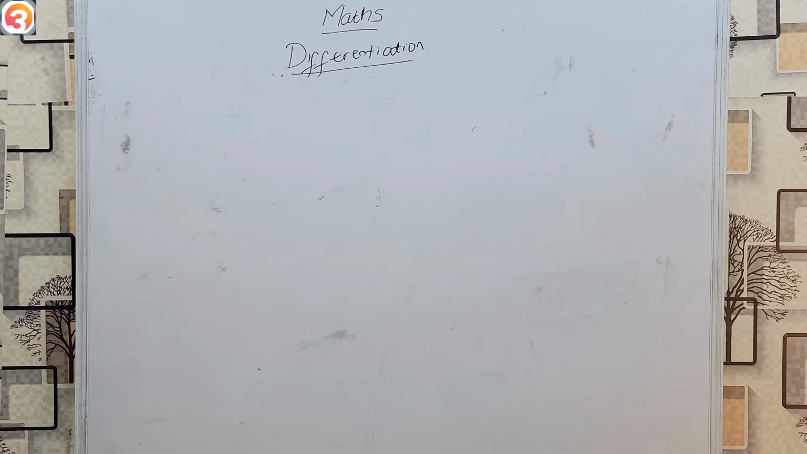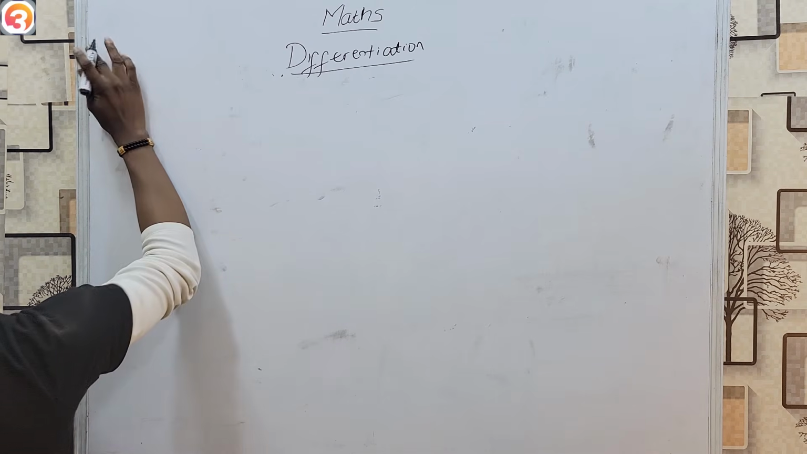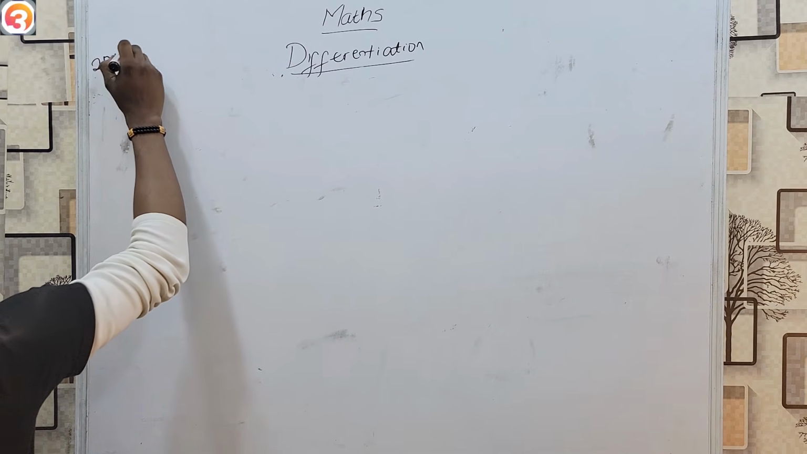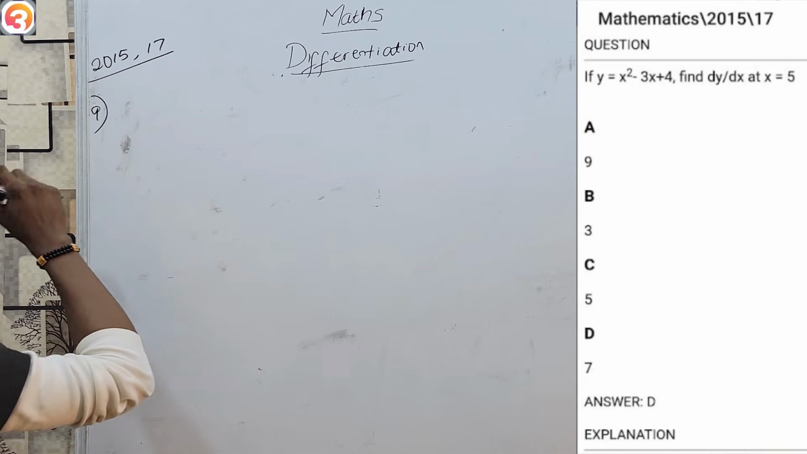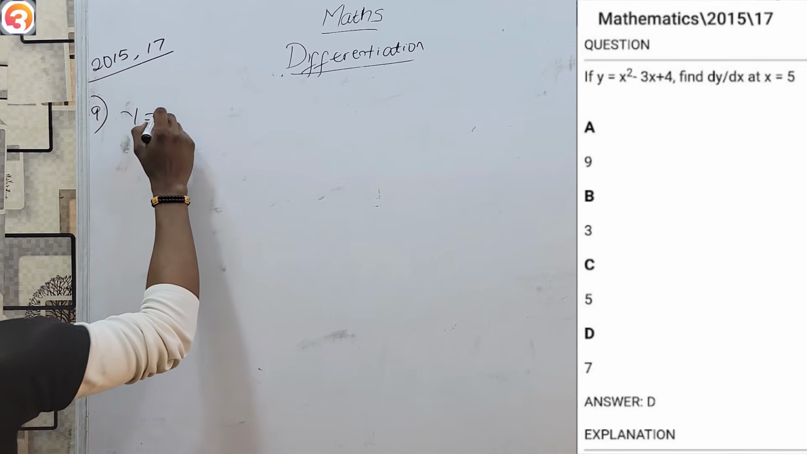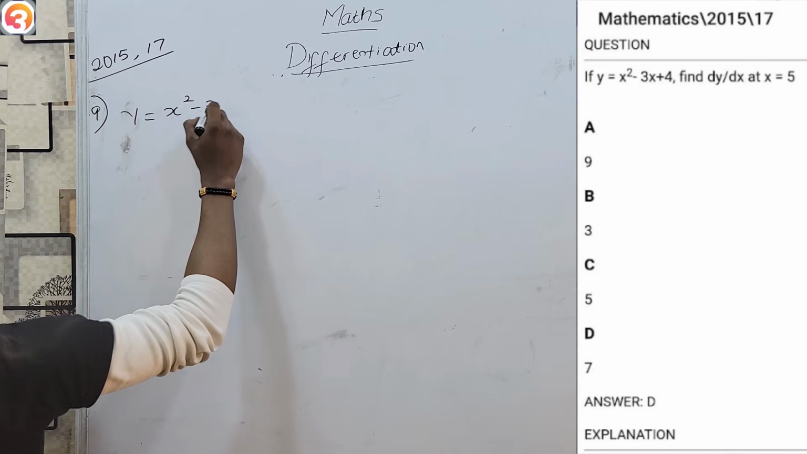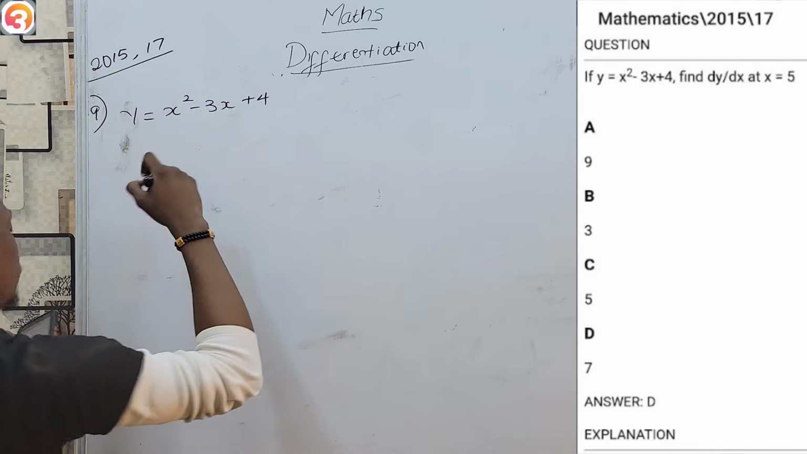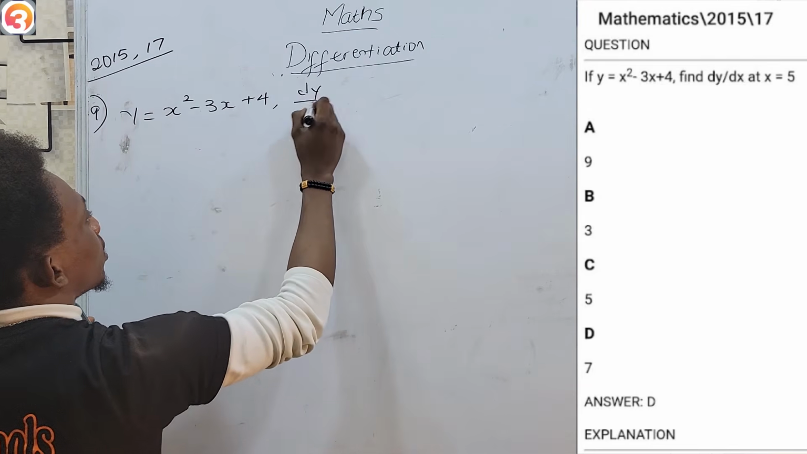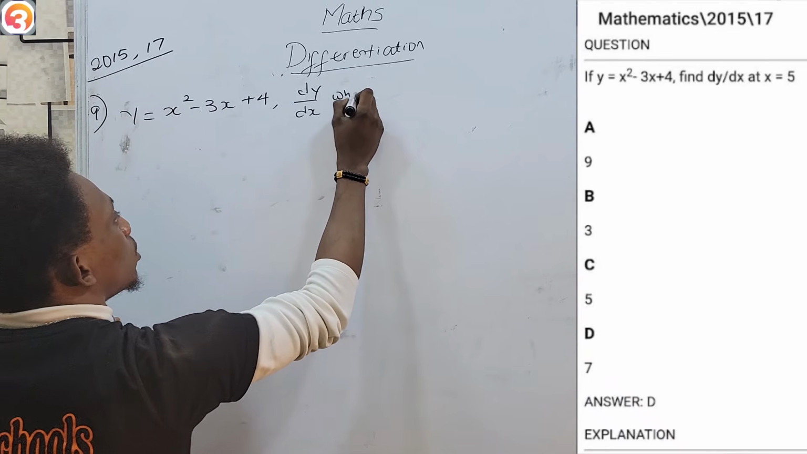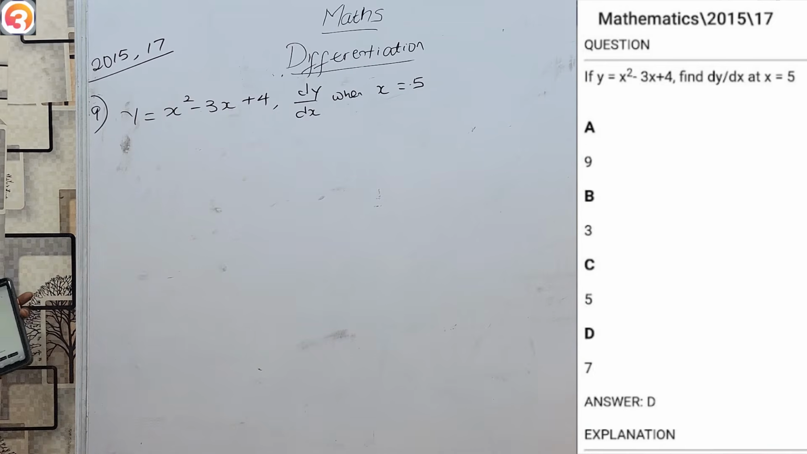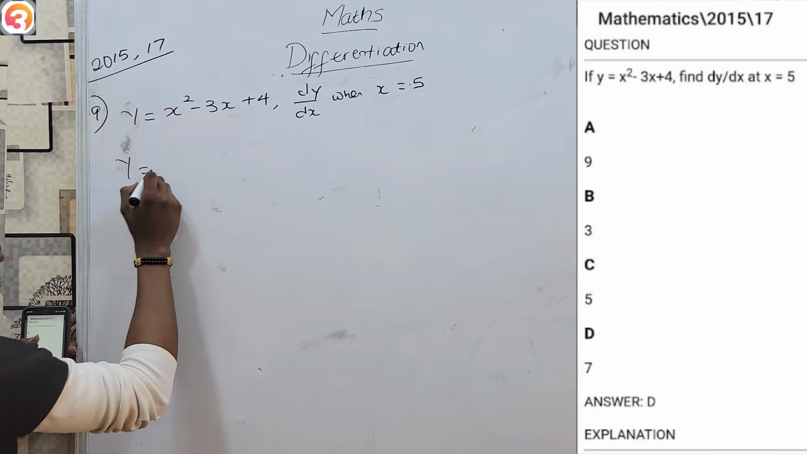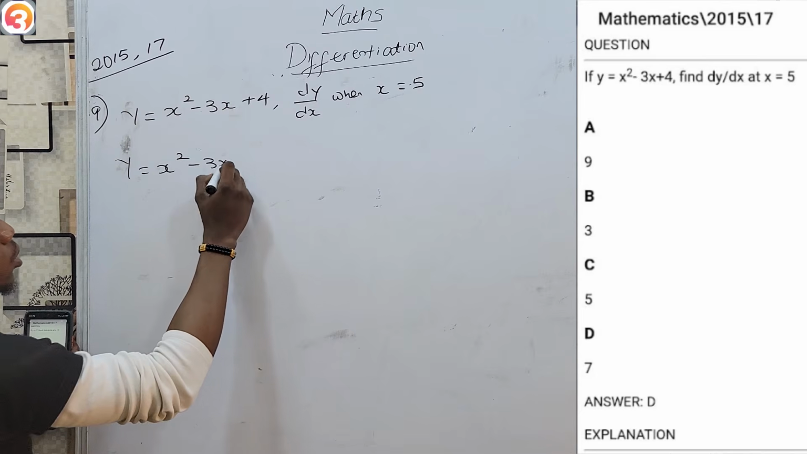Okay, so this question comes from the year 2015, and this is question 17. Very easy question. It says y equals x squared minus 3x plus 4. We have to find dy/dx when x is 5. So, straightforward, I know my expression: x squared minus 3x plus 4.